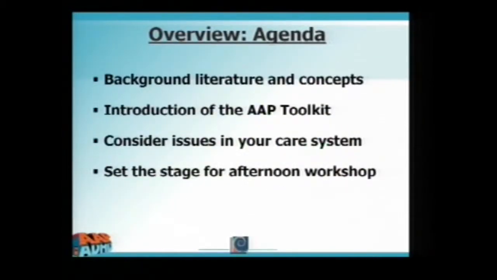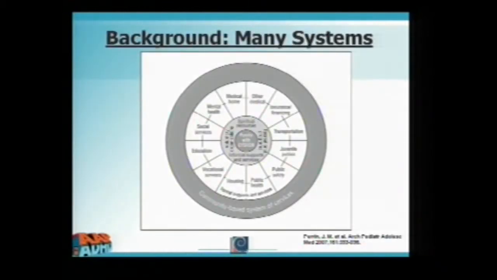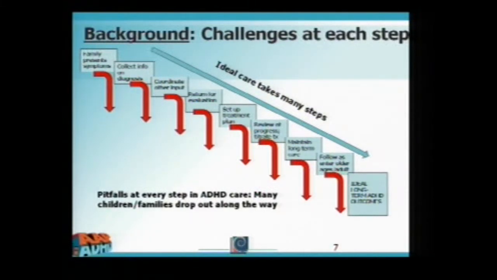As an overview, I'm going to go through just a little bit of background literature and science as well, introduce you to the toolkit briefly, consider some issues, and set the stage for the afternoon workshop. This is a big, busy slide, but just to say there are many systems involved here, and I think hopefully we have physicians at the hub coordinating things from school, from parents, from social services, from mental health, and I think our job is to pull all of these things together, and we can all be catalysts in this area. This is quite another busy slide, and it's intentionally busy to show that these red drops show that there's fallout at every step of the way. To provide good care from presentation to a child that goes off to college functioning well, there's a lot of steps in between, and I think our families can fall through the cracks at every level.